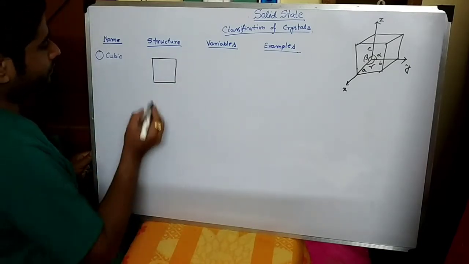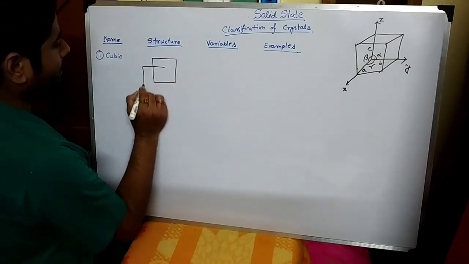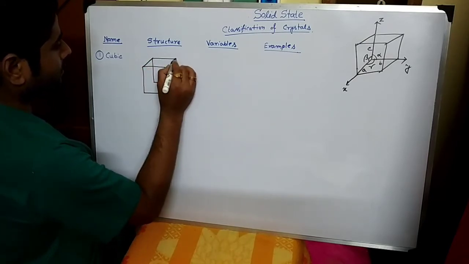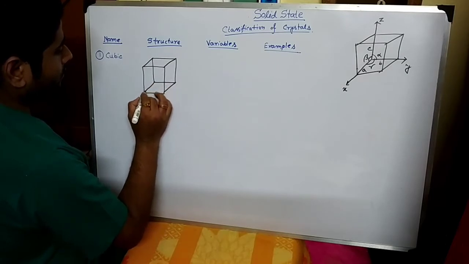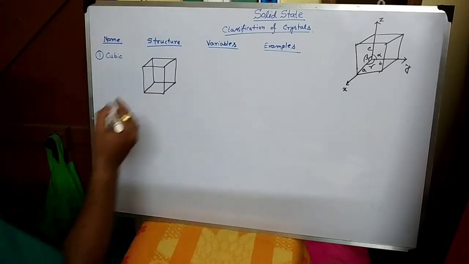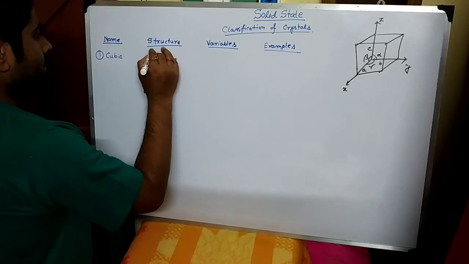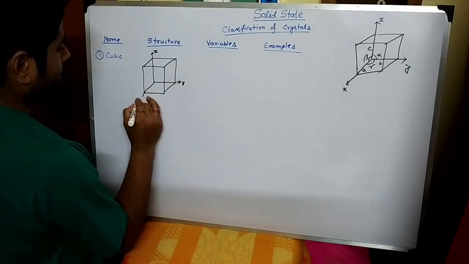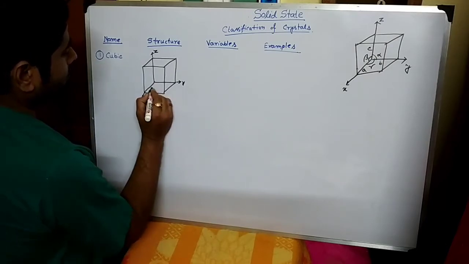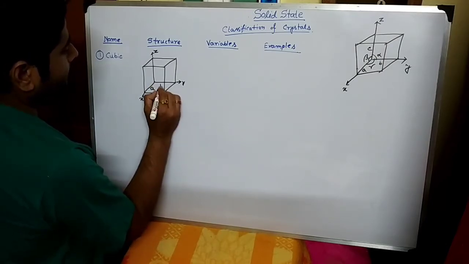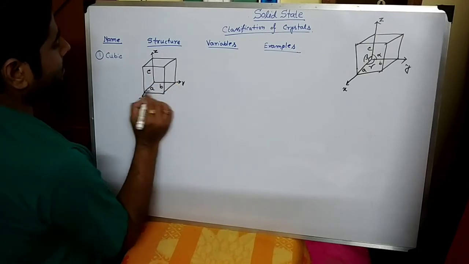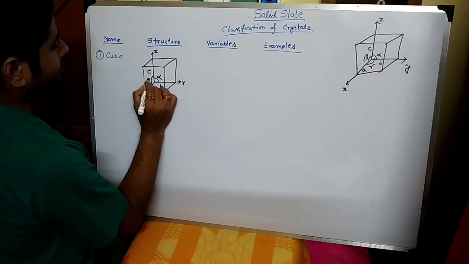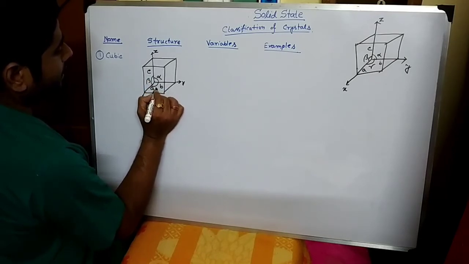Just a square. Now another square. Just connect. Here that is z axis, y axis and x axis. So as per the convention A, B and C, this angle alpha, this angle beta and this angle gamma.